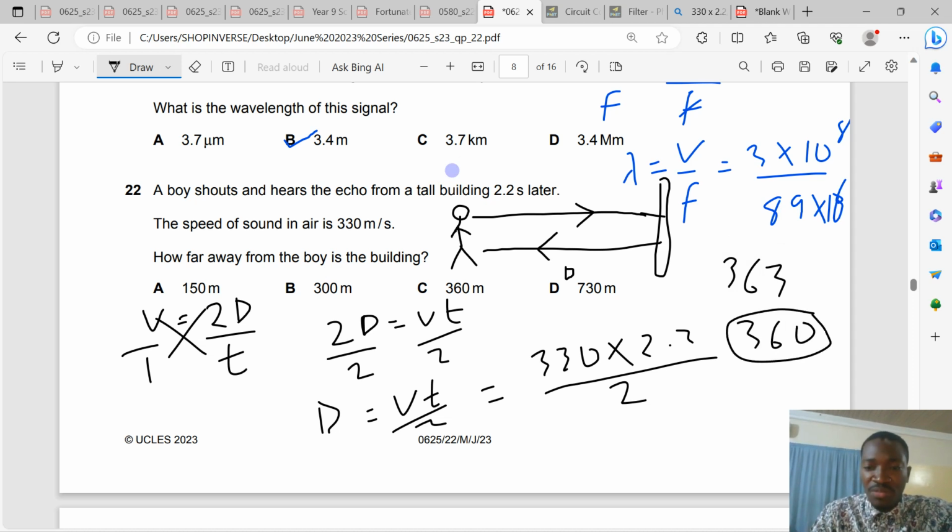Yeah, that's what I mean by two single figures. Only the first two figures. Others become 0. 360. That makes option C the correct answer to question 22.